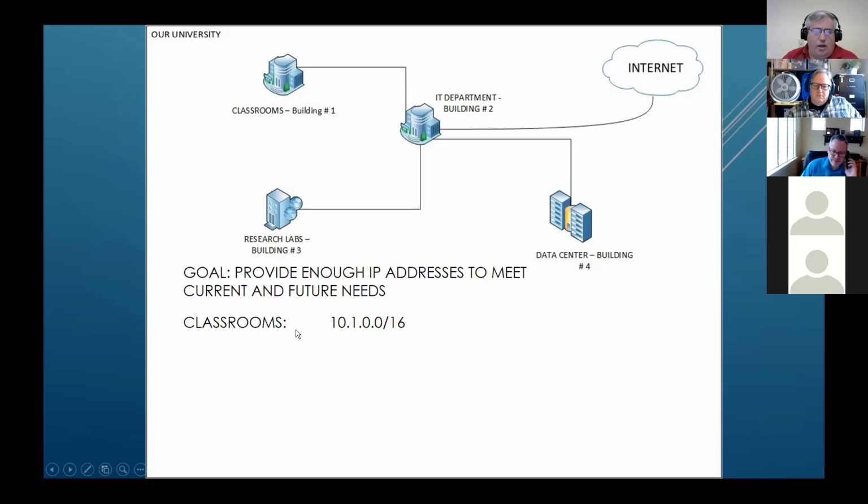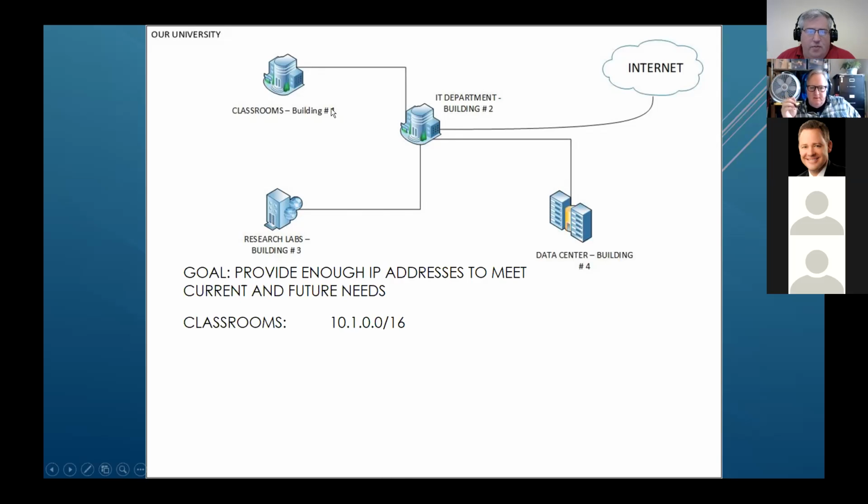So for example, our classrooms, we could put on 10.1.0.0/16. So /16, what does that give us? How many addresses would that give us in a /16? Anybody? It's like 65,536 or something like that. Yep. So you can see here, we've got building number 1, building number 2, building number 3, and building number 4.